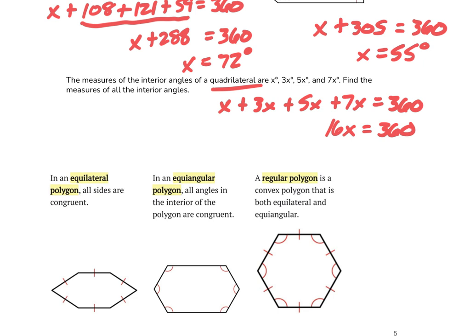We got to get x by itself. So I take 360 and divide it by 16. What do we get?